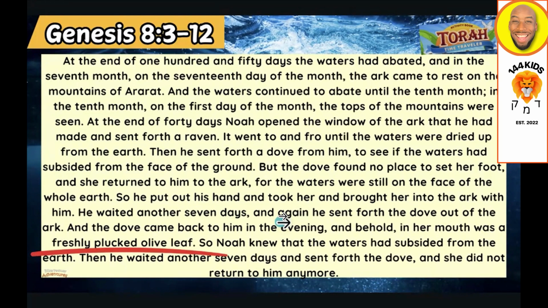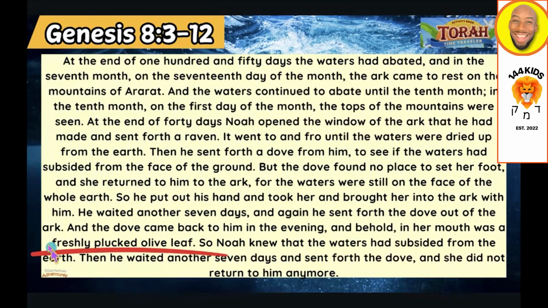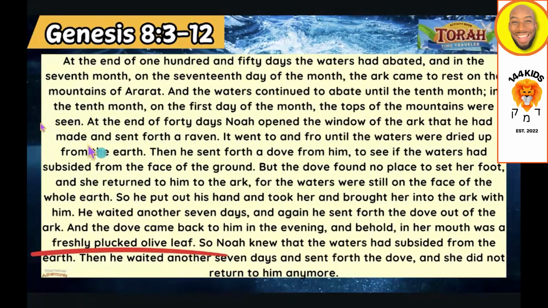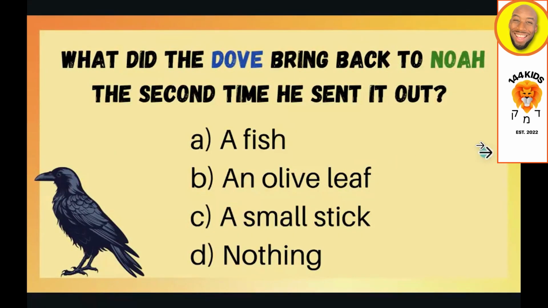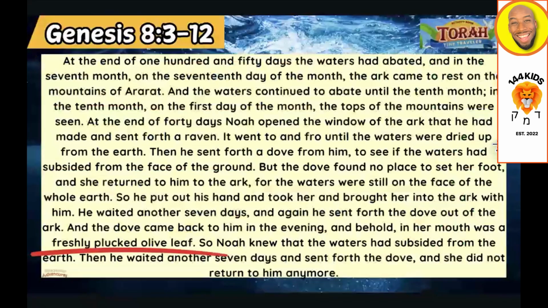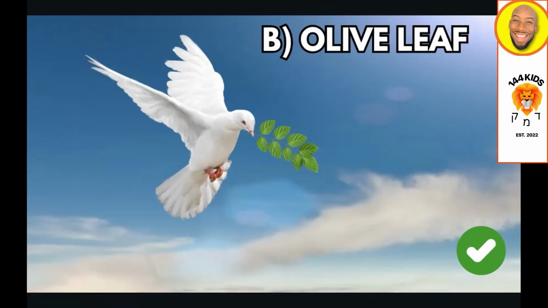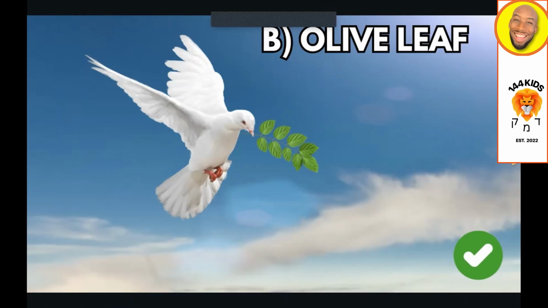He waited another 7 days again and sent forth the dove from the ark. And the dove came back to him in the evening. And behold, in her mouth was a freshly plucked olive leaf. Olive leaf. If you put B, you are correct. The answer is B. Olive leaf. If you put olive leaf, you're correct. Like I said, some of these will be easier for you, but real quick, show of hands, who's 100%? Let's keep going. We got a couple more, just a couple more.